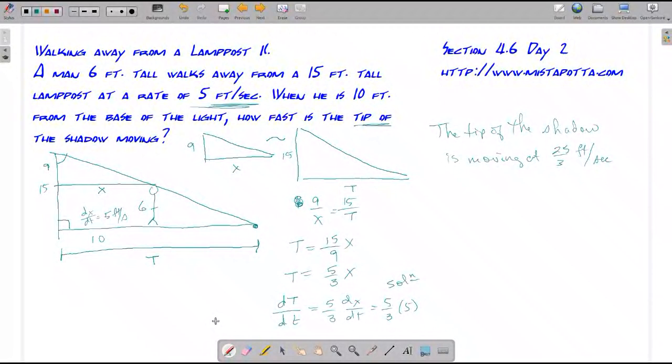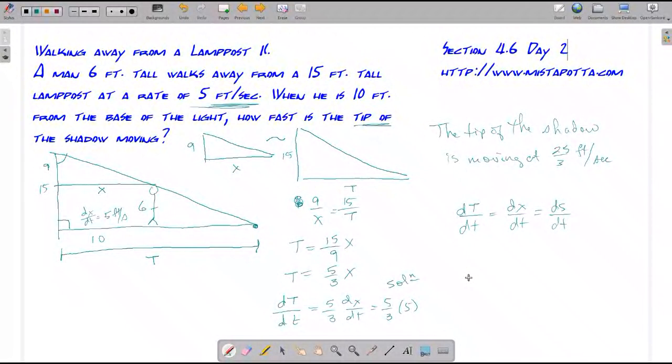And it should make sense to us that what's happening is he's walking a certain distance, his shadow is growing at a certain distance, and so this tip ends up moving at a certain speed. In other words, this dT/dt is really equal to dx/dt that we were given plus the ds/dt that we found in the previous problem.